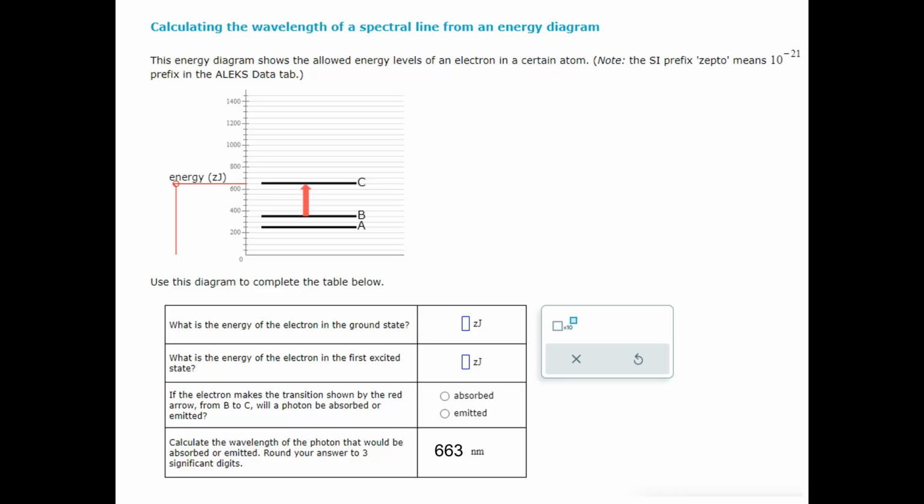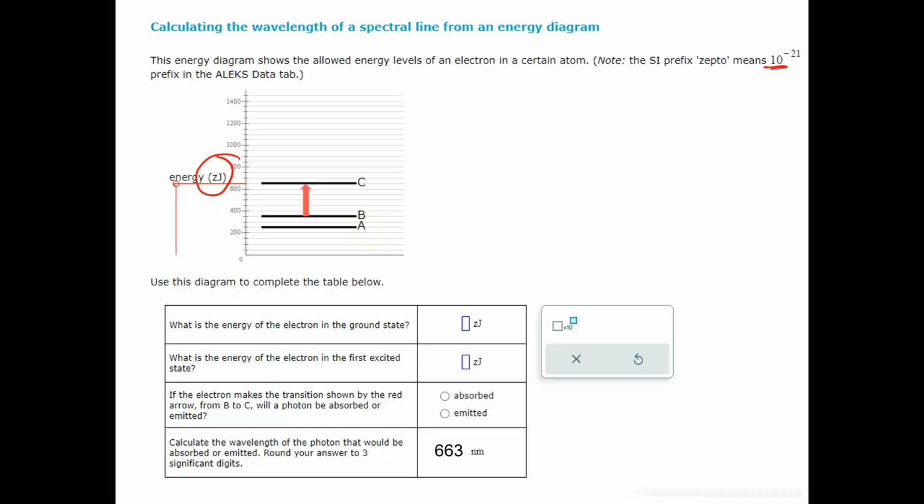So here's an example of a longer problem. It says the energy diagram shows the allowed energy levels of an electron in a certain atom. And these energies are given in zeptojoules, and it explains that zepto means 10 to the minus 21. So then it says, what is the energy of the electron in the ground state? So all you have to remember is the ground state is the lowest lying state. So that's going to be state A.